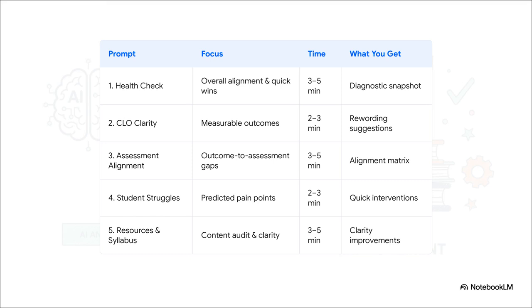The first prompt is the health check. Think of it as the 30,000-foot view that looks for overall alignment. Then prompt 2 zooms in on the clarity of your course learning outcomes. Are they using strong, measurable verbs? Prompt 3 is a big one. It actually maps your assignments to your outcomes to find any hidden gaps. You know, where you say you're teaching one thing but testing another. Then it gets really cool. Prompt 4 actually tries to predict where students might struggle. And finally, prompt 5 does a quick audit of your syllabus for clarity and tone. Each step gives you something concrete and actionable.